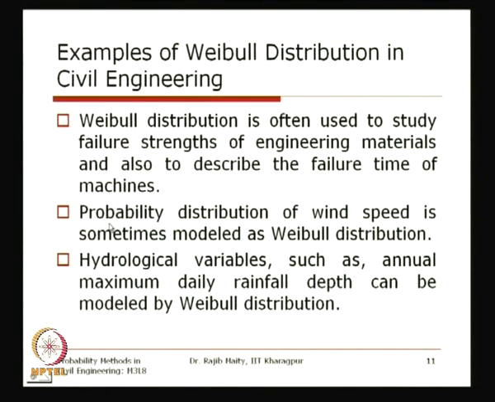Secondly, sometimes the probability distribution of the wind speed, particularly the hourly wind speed, has been seen to follow the Weibull distribution. So that is also designed using the Weibull distribution. In water resources and hydrology, the annual maximum daily rainfall depth data has also been found to follow a Weibull distribution with a suitable combination of its parameters lambda and beta.